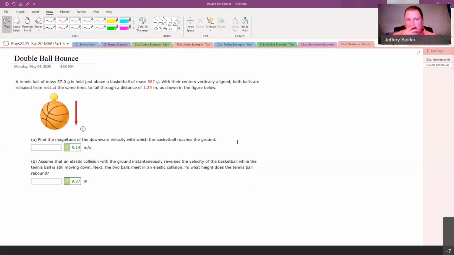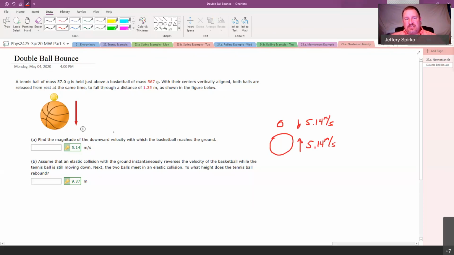So here's the homework question involving the double ball bounce. You can see I put it here with the answers already in place for the numbers that are given. I just want to talk about this elastic collision that happens here. The elastic collision involves the basketball moving upward with 5.14 meters per second and the tennis ball moving downward with 5.14 meters per second. And that's just out of the regular 1/2 mv squared equals mgy analysis.